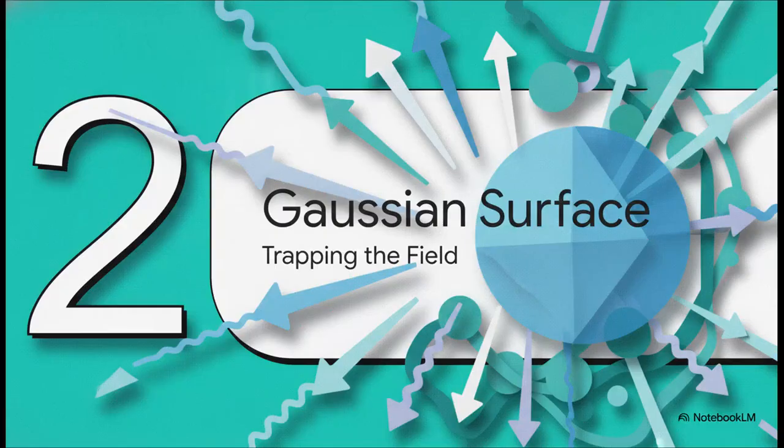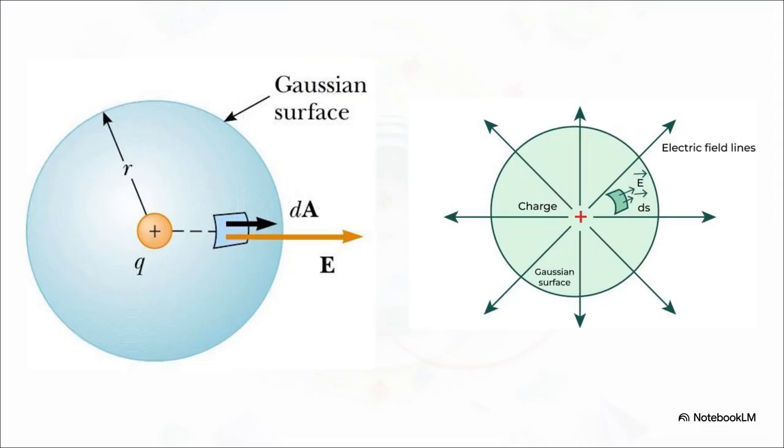Section 2. Casting the Gaussian surface. Okay, so knowing the spray is out there is one thing, but actually calculating how much is spraying, that's another thing entirely. To measure that outward flow, Gauss realized we need to trap it, so we basically cast an arbitrary, completely imaginary boundary entirely around the charge. We call this a Gaussian surface.